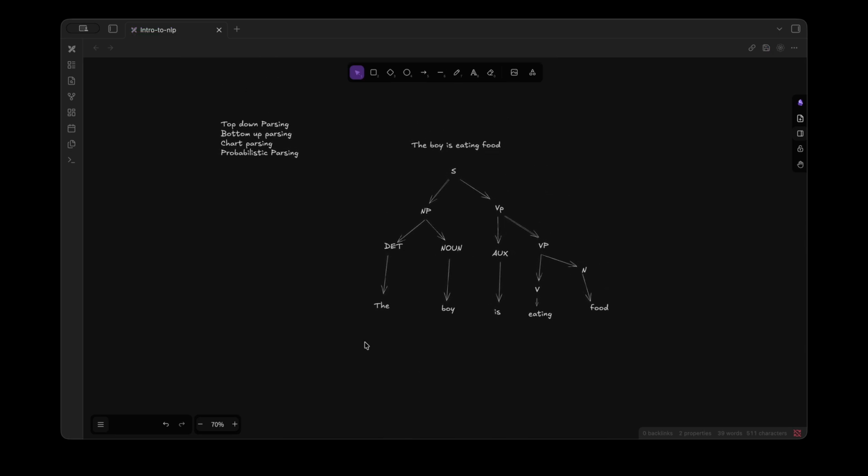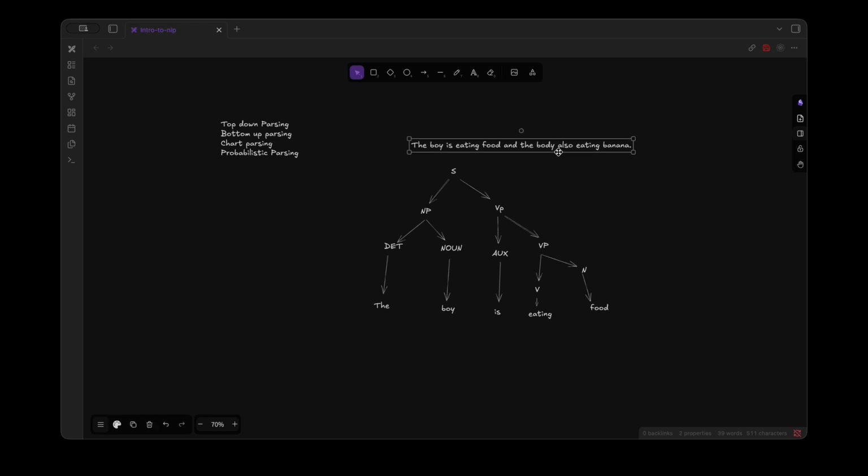Chart parsing is something like top down parsing and bottom up parsing, but it basically has an identity called DP. It uses DP for storing the intermediate results. Let's say there are no repeating characters, right? But what if there is a repeating character? Let's say the boy is eating food and the boy is also eating banana.